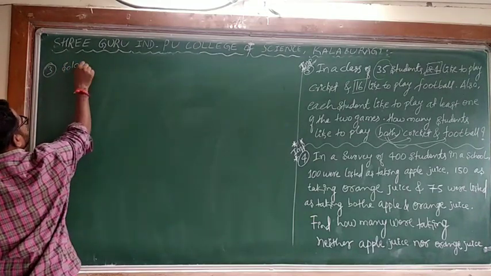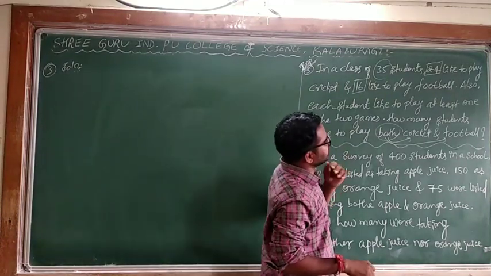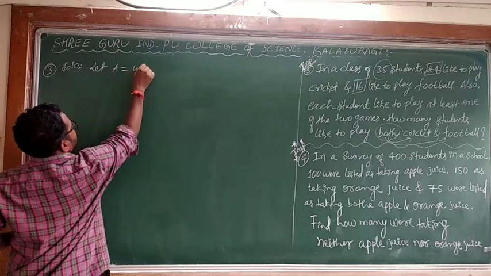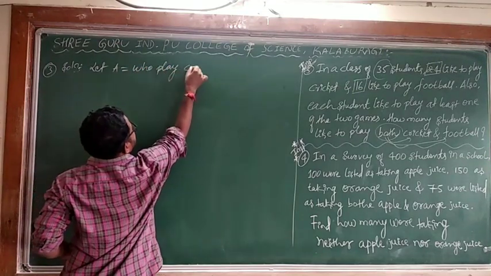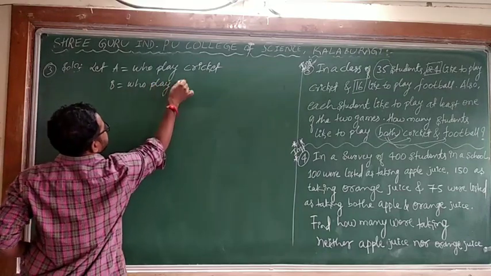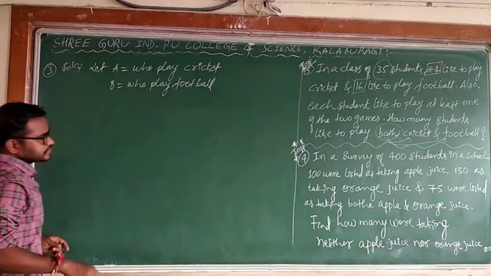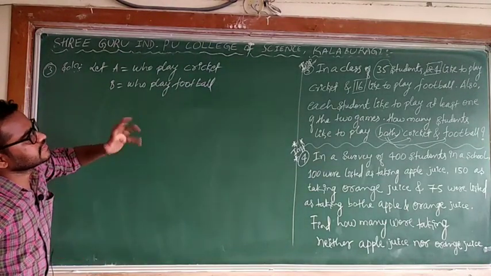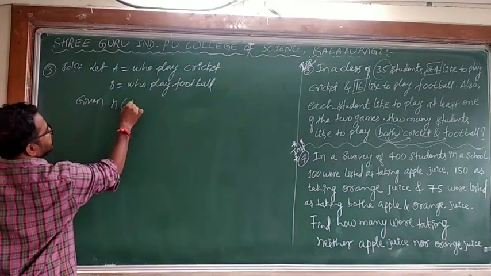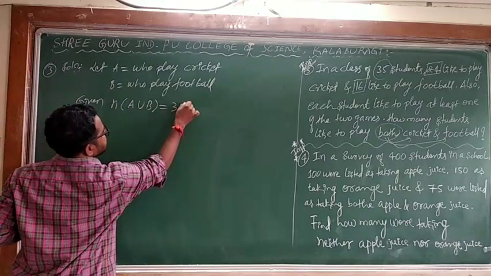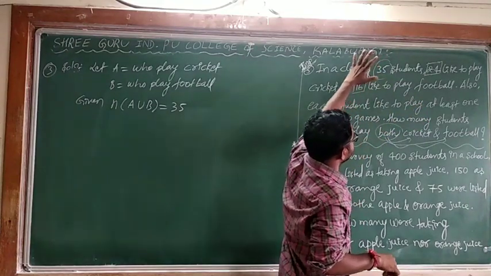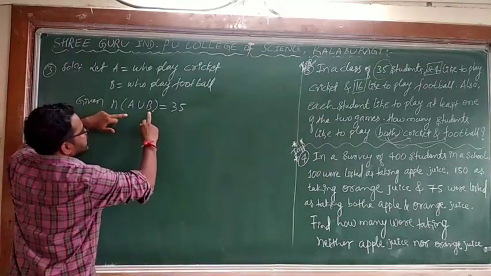Solution: what is given? Before that, I will take some variables. Let capital A be those who play cricket, and B be those who play football. He has given that in a class there are 35 students, so N of A union B is the total number of students. Each student likes to play at least one of the two games, so out of these 35 members all like to play one of the games. So A union B is 35.